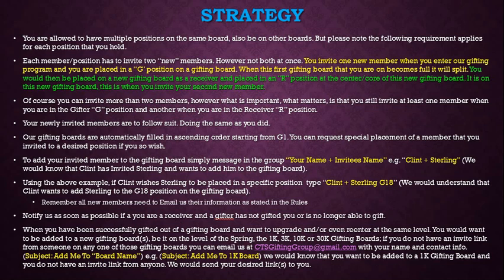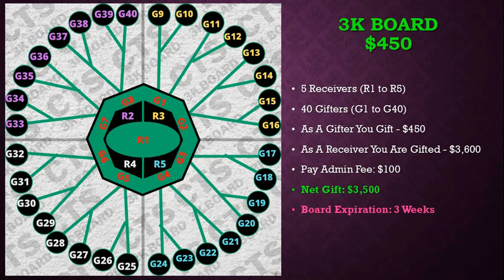Alright, so let me try to give some clarity as to what that means. When you enter the program, you'll be placed in a G position. You give your name and it goes into a G position, whether it's G1, G2, G19, G33, you'll be placed in a G position. Alright? And it will already have receivers in the center or the core of this board. So for example, this is a 3K board and it has 40 gifter positions, 40 G positions.